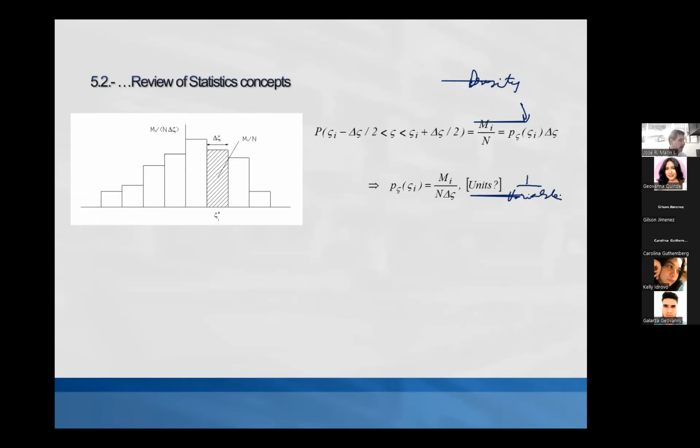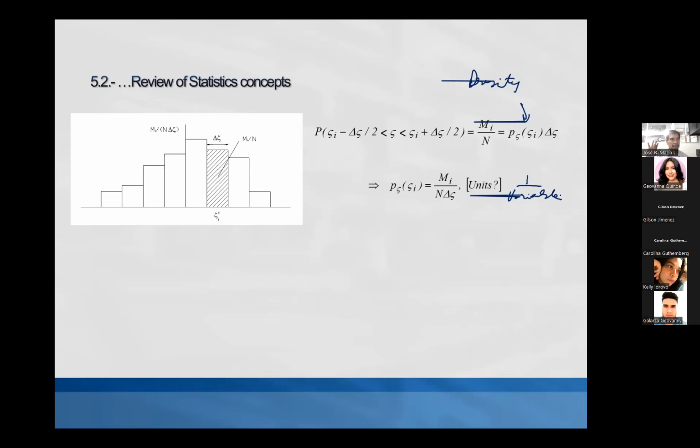Okay, so for example, if you want to work with the elevation, the probability density function would be 1 over meters. If you want to work with the bending moment on the midship section of a ship, in that case the probability density function will be 1 over pascals, etc.